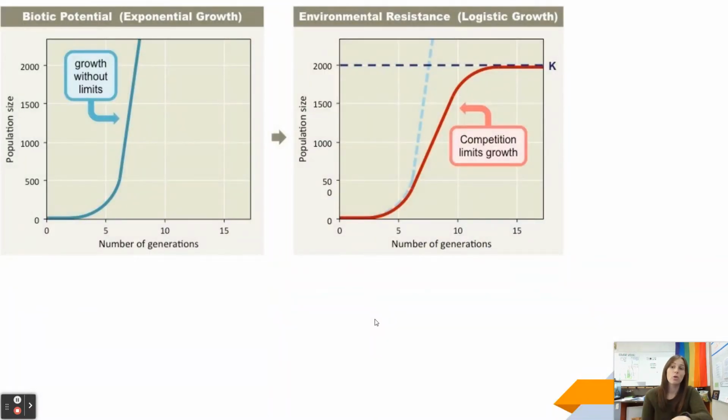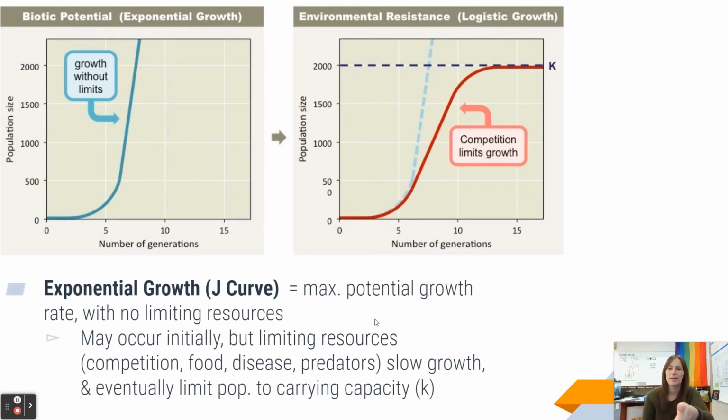So now we're going to look at some graphs, and these are important graphs for you to be able to tell apart. There are two different graphs that we look at when we talk about population growth. The first one we see on the left-hand side here. This is an exponential growth curve. We also call it a J curve because it's shaped like a J. This is what we see when populations are having their maximum potential growth with no limiting resources. It's just going to be skyrocketing. You can keep reproducing over and over and over because you've got all the resources you need.